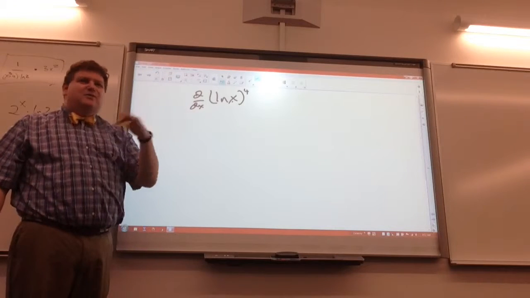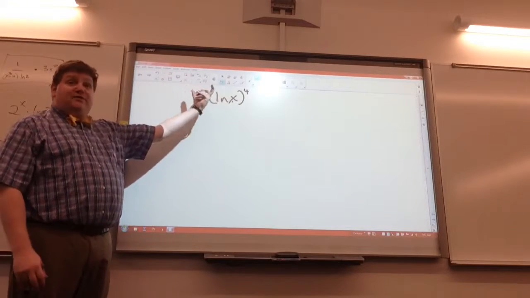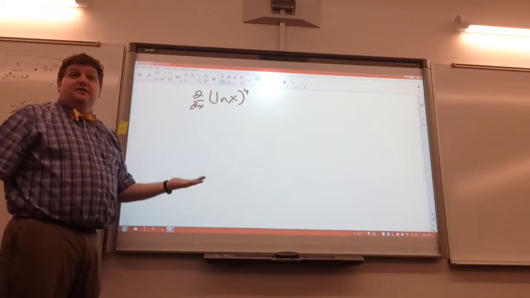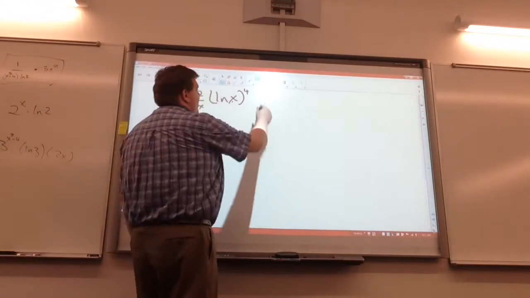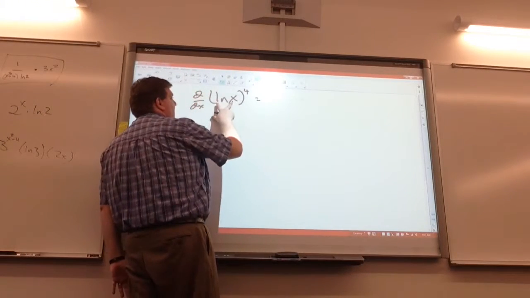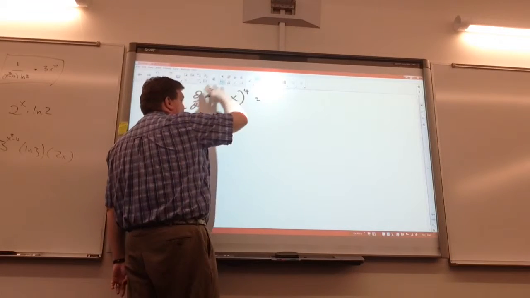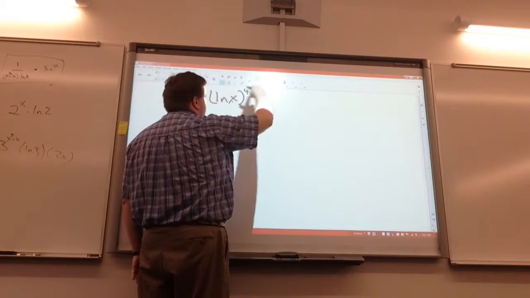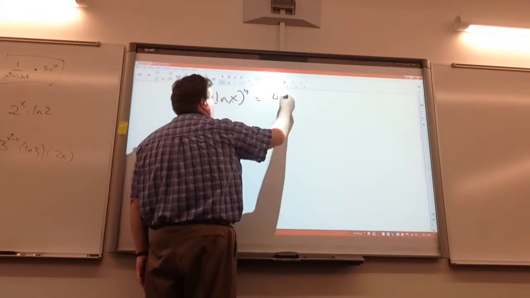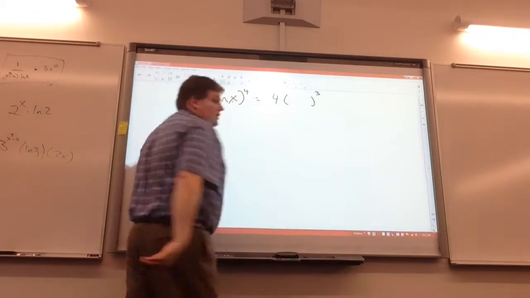Okay, so we really don't have to worry too much about that. But we do have to follow along what this thing says to do. If I follow the rules, I'm doing the derivative of the outside first. So the derivative of the outside would be, basically, doing 4 to the third, like so.